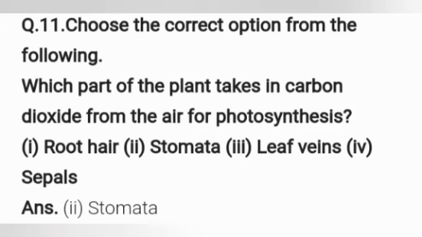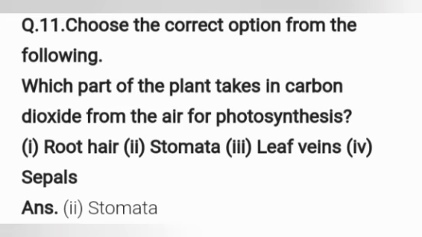Which part of the plant takes in carbon dioxide from the air for photosynthesis? First one is root hair, second one is stomata, third one is leaf veins, and fourth one is sepals. Answer is second one, stomata.